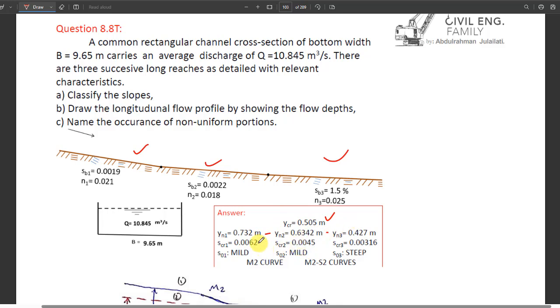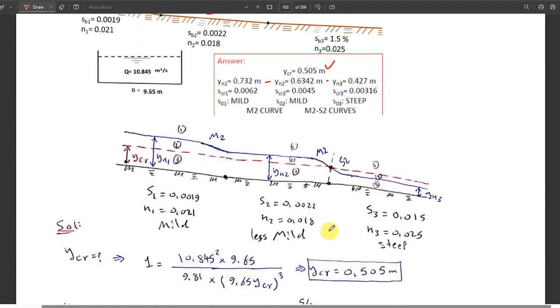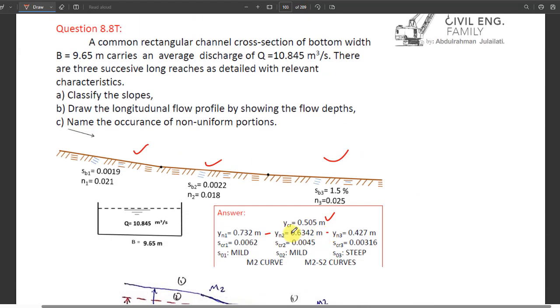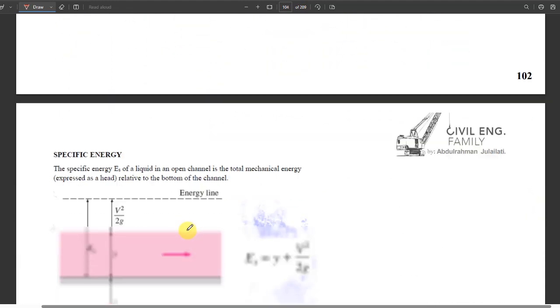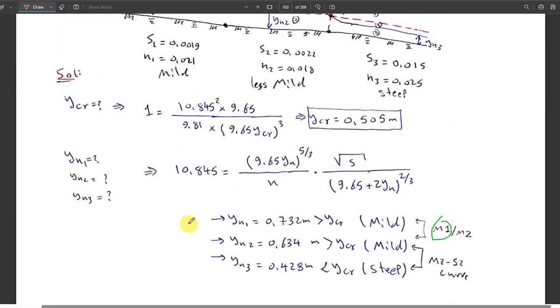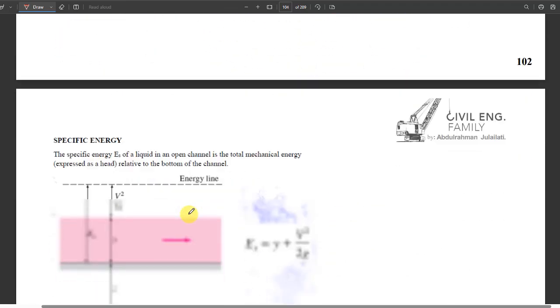They asked here maybe for S critical also, the critical slope. By the way, while finding the critical slope, you need to use y critical in the Manning equation. I don't know if they found it. No, they didn't. Anyway, we'll discuss it later. It's fine.